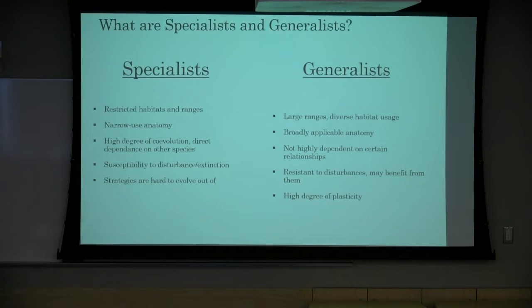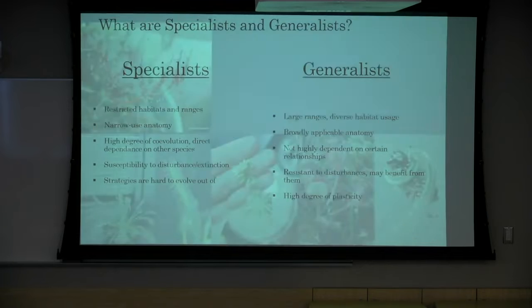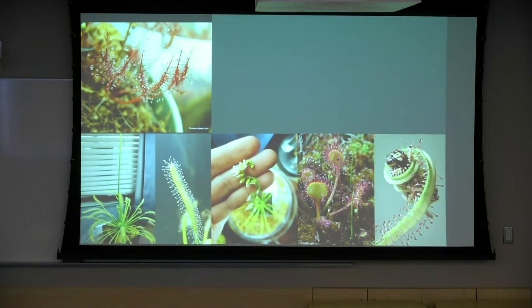As opposites to that, generalists possess all the same qualities, but at the other end of the spectrum. So they have more broadly applicable anatomy. They aren't usually constrained to certain relationships in their ecological network. You'll find them in wider ranges and more kinds of habitats, and they're generally more resilient to disturbances, and they might even benefit off of disturbances, which is why a lot of the time you will see invasive species described as being generalists.